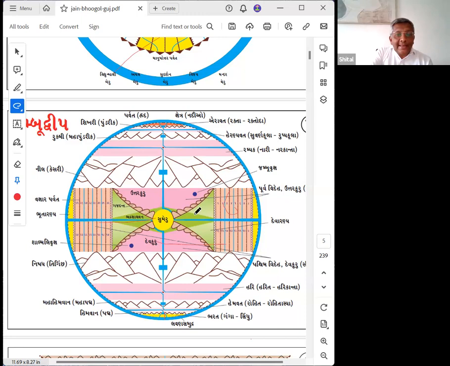So right in the center there is Sumeru Parvat. This is 10,000 yojans.